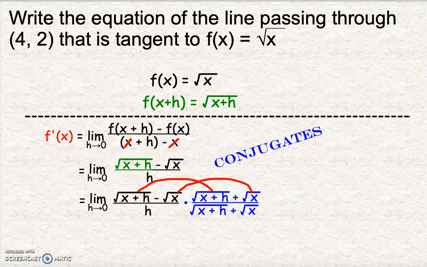And so what we end up getting here is the limit, of course. When you multiply the square root of x plus h times the square root of x plus h, it's just x plus h. Radical x times radical x is just x. The bottom looks pretty bad, but it'd be cool. In the top, notice what happens to my x's. They disappear.